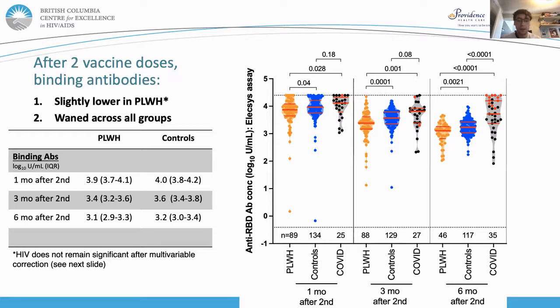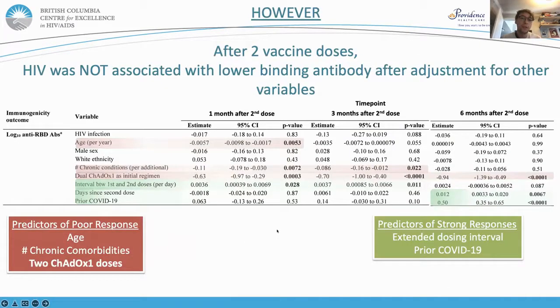Another thing worth mentioning is that although we do see waning of antibodies across all groups, there was no difference in the rate of antibody decline between the groups. They all decline at roughly the same rate. So these data seem to suggest by univariate analysis that people living with HIV actually produce lower amounts of antibodies after a second vaccine dose when you compare them to controls.